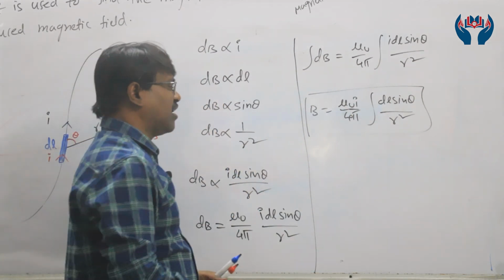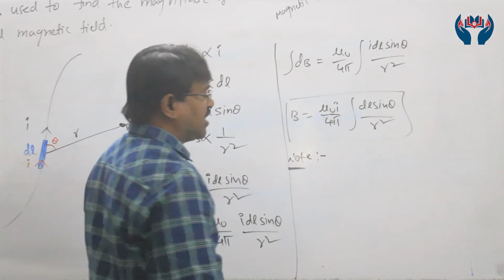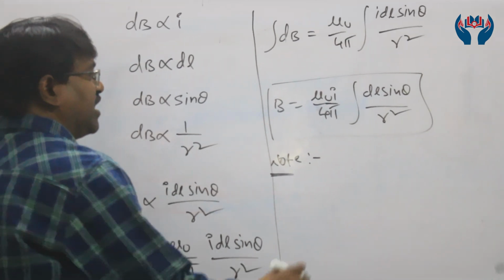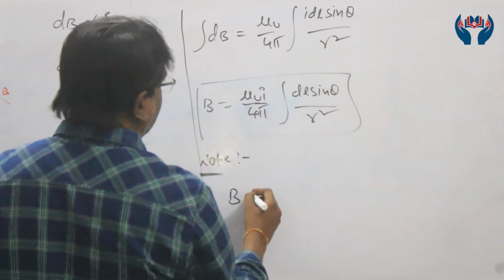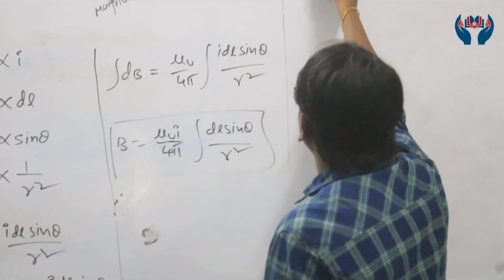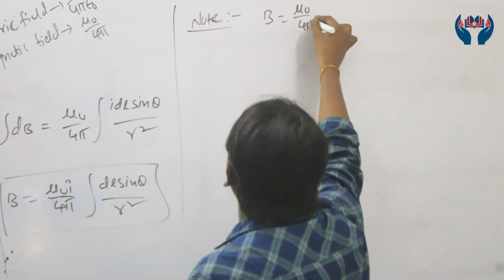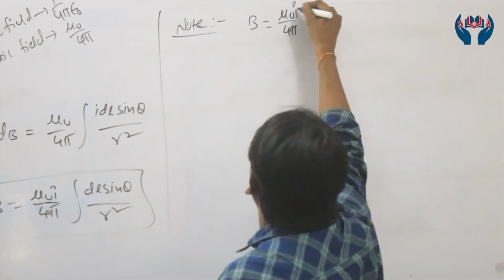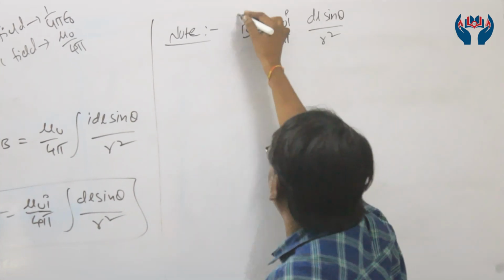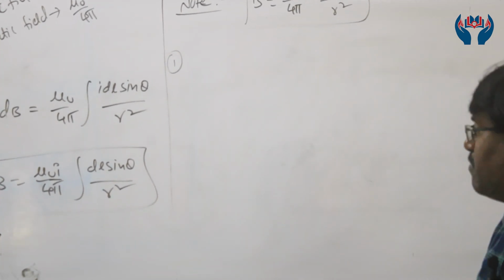Okay. So now write this down from the exam point of view. Sometimes I will give it in another format, in vector notation. So now, integrating, B equals mu naught by 4 pi, I dl sin theta by r square. Right? First, let us see it in another form, the vector form.